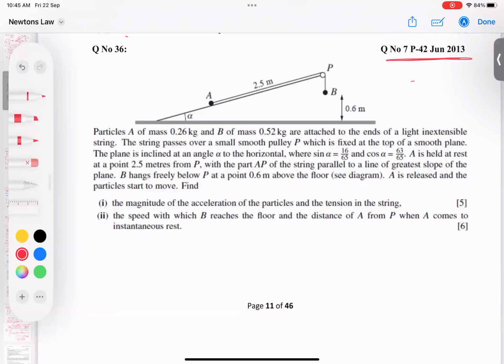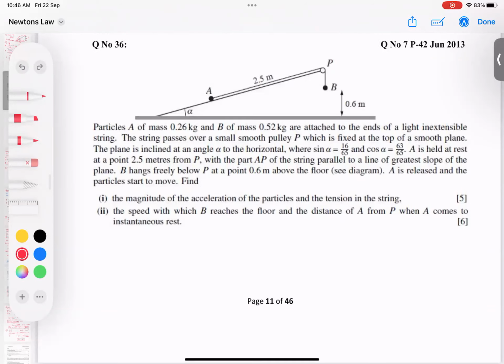This is June 2013, variant 42, question number 7 in our past paper, and question number 36 in the worksheet. The mass of a particle is 0.26. If I make the diagram, multiplying by 10, the decimal point shifts, so it becomes 2.6. Okay, 2.6 newtons weight acting downwards.